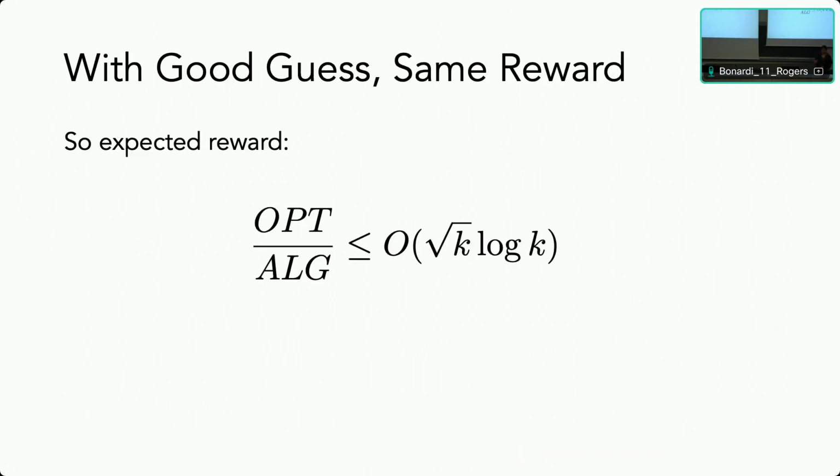So with a good guess, we get the same reward. And so the competitive ratio you get from the expected reward is at most order square root k log k.